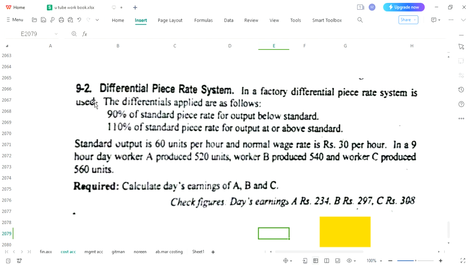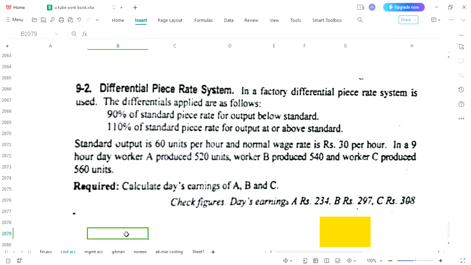In manufacturing concern, why I'm using this word, because management accounting and cost accounting is directly associated with manufacturing concern, where workers come and make several number of units, or workers come and work for several hours and we need to pay them wages. Now here the heading is very important: differential piece rate system. First, piece rate system, there are two main ways to pay the wages.